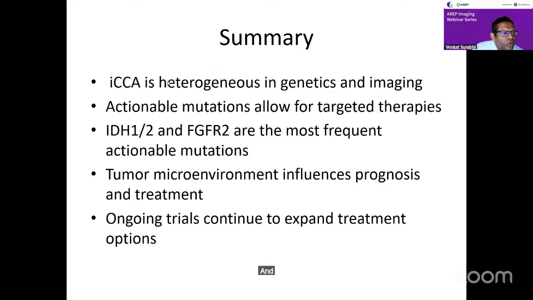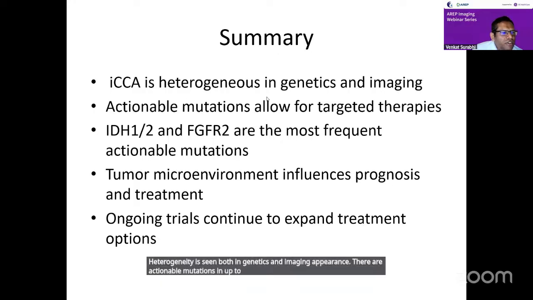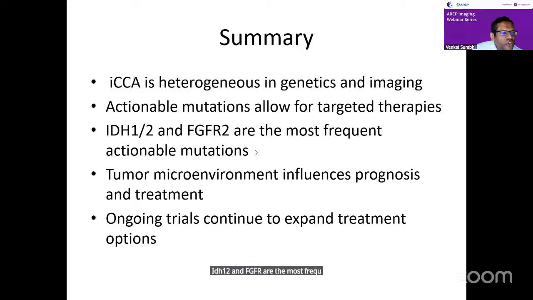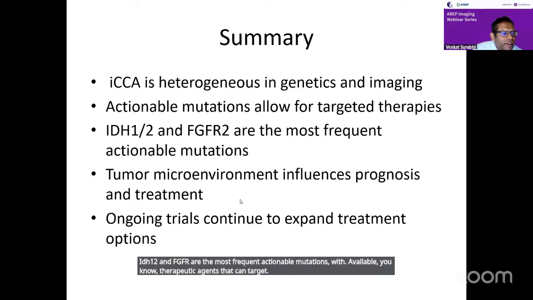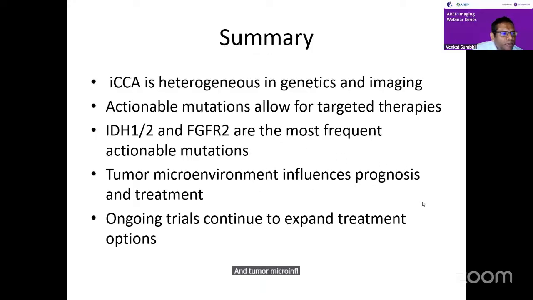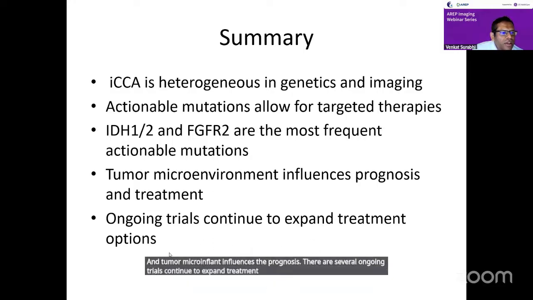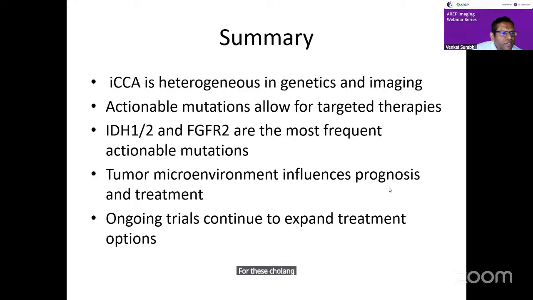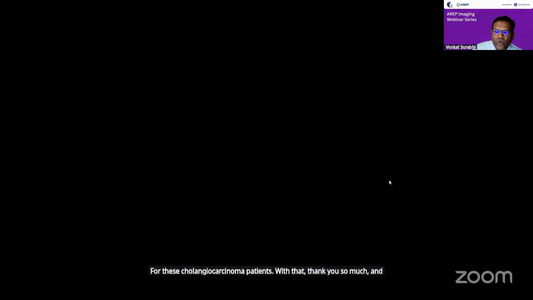And we know this is a very heterogeneous tumor. Heterogeneity is seen both in genetics and imaging appearance. There are actionable mutations in up to 40 to 50% of patients that allow for targeted therapies. IDH1, IDH2, and FGFR are the most frequent actionable mutations with available therapeutic agents that can target them. And the tumor microenvironment influences the prognosis. There are several ongoing trials that continue to expand treatment options for these cholangiocarcinoma patients. With that, thank you so much, and I will take any questions.